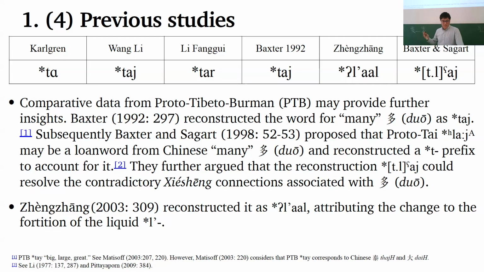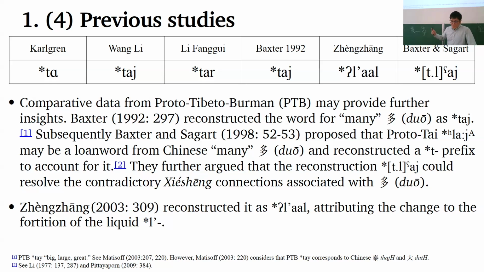I remember Baxter 1992, based on comparative data from Tibeto-Burman, reconstructed T. After that, Baxter and Sagart 1998 proposed that prototype voices L, fly, tone A, maybe a loanword from Chinese many, and they reconstructed the T prefix to account for it. And then they also argued that the reconstruction T.L could resolve the contradictory, so irregular, patterns of the initial connections associated with duo. So this is a very nice reconstruction to account for the irregular connections.